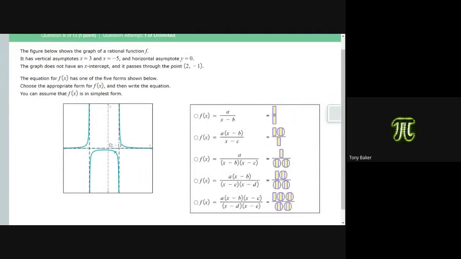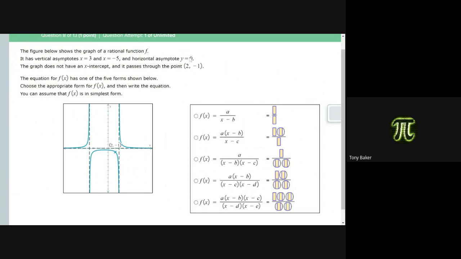This is one of those topics that looks extremely difficult. It's not. It just looks that way. So when you're looking at this problem, they've given us all the different possible formats of it, and we're plugging in numbers for them. The first thing is it has 2 vertical asymptotes. So that means my denominator has to have 2 parentheses in it, correct? So it's going to be one of the last 3. I can eliminate the first 2 right off the bat. I know it's going to be one of the last 3.